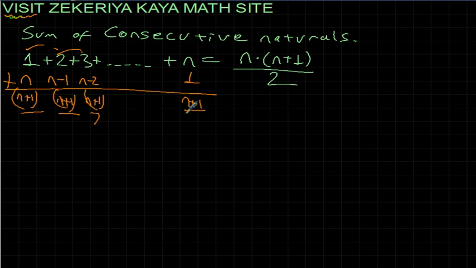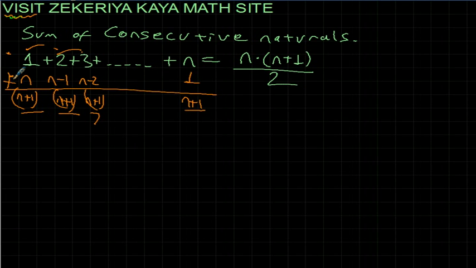So we make the addition 2 times. We add the numbers from 1 to n, and from n to 1. We make the same addition 2 times. To find just one addition, we divide it by 2. So the formula comes from there.